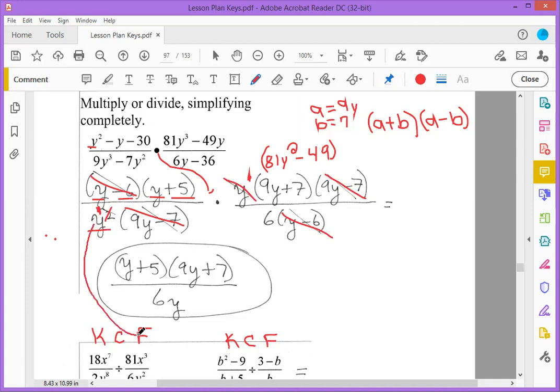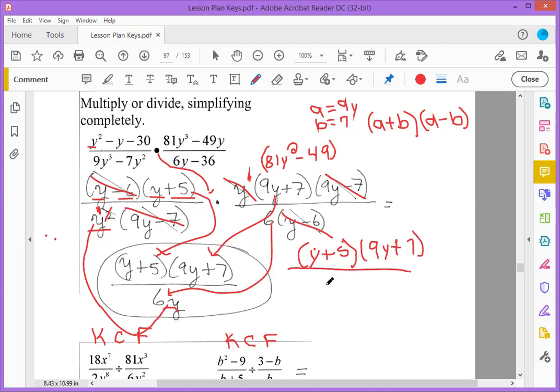In the denominator, you have that one y that's left over, and you also have this 6. So 6y is left in the denominator. In the numerator, you have y plus 5 and 9y plus 7. But this is our answer. We have y plus 5 times the factor of 9y plus 7 in the numerator. And in the denominator, you have 6y.